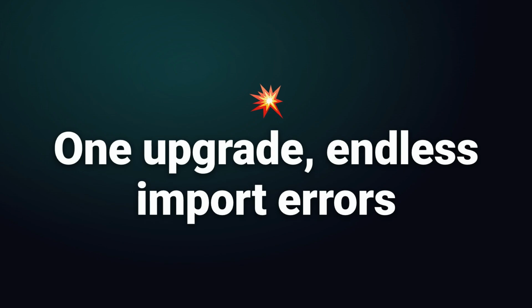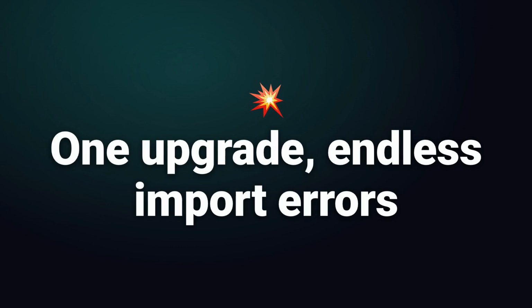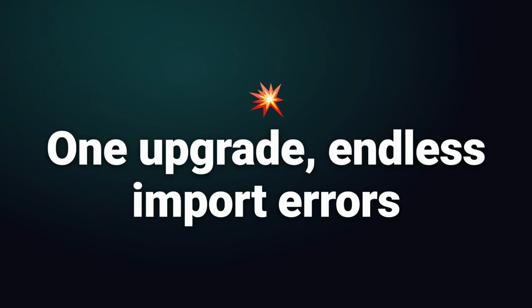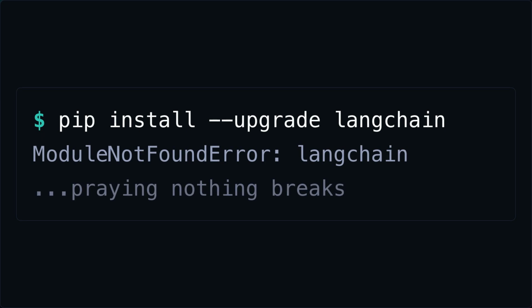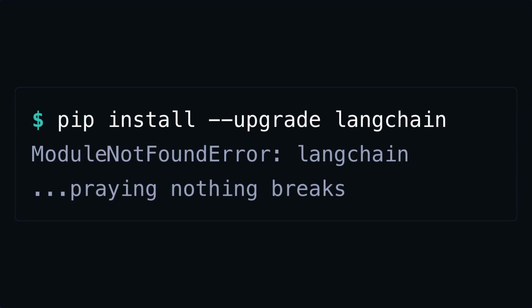You updated LangChain to the latest version, ran your production script, and watched it explode with a wall of import errors. Sound familiar? If you've built anything serious on these agent frameworks, you already know the quiet terror of typing pip install, upgrade, and praying nothing breaks.